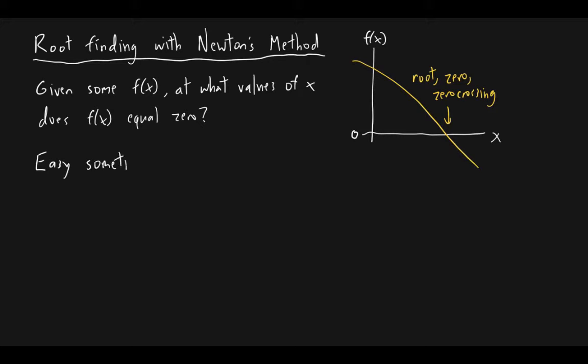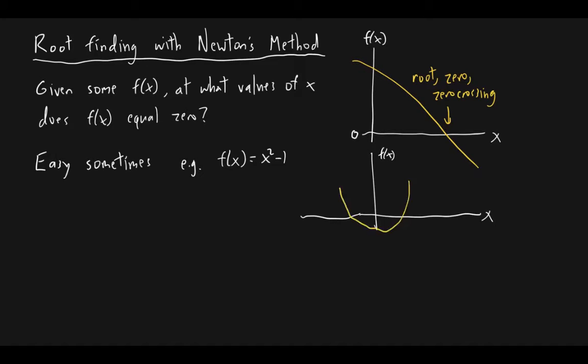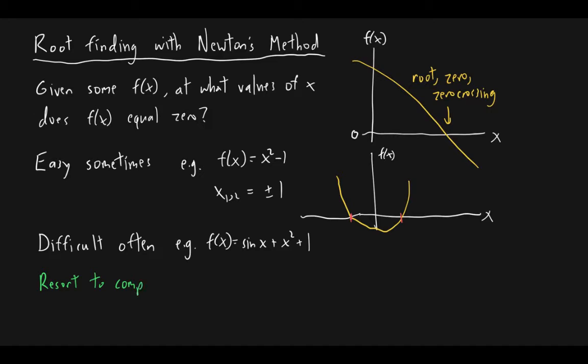And sometimes it's easy to find the root. For example, this is a function x squared minus 1 that has a bowl shape, and it has two roots at minus 1 and plus 1. That's easy to find analytically. But more often, it can be quite difficult to find roots. In fact, this seemingly simple function, sine of x plus x squared plus 1, is very difficult to find the roots for. It's situations like these and many others where we have to resort to computational methods, and that's where we use Newton's method.